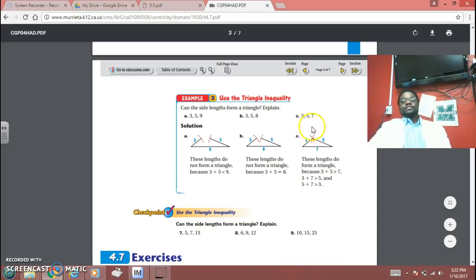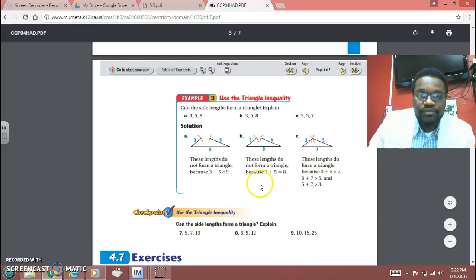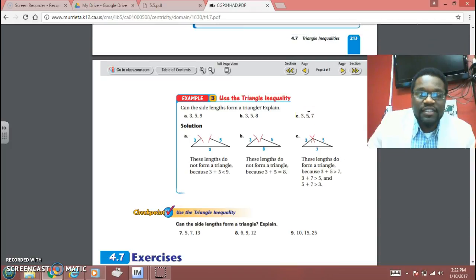Let's see how it works here. Well, it kind of gives you an explanation here. 3 plus 5 is less than 9, and 3 plus 5 equals 8, so that doesn't work. Let's do 3 plus 5 is 8. That's greater than 7, which is what this says here. 3 plus 7 is greater than 5. So if I do those, I get 10. That's greater than 5. And 5 plus 7 is 12. That's greater than 3. So each time you add one pair, it should be greater than the one that's left over.